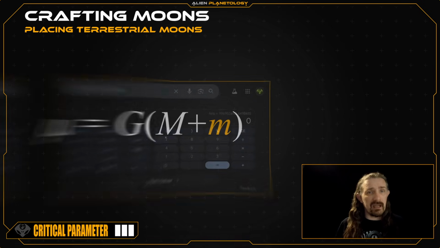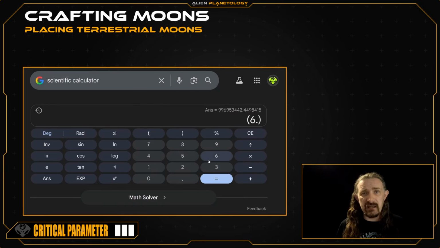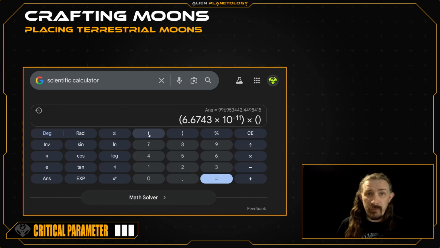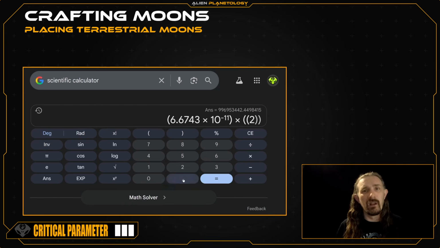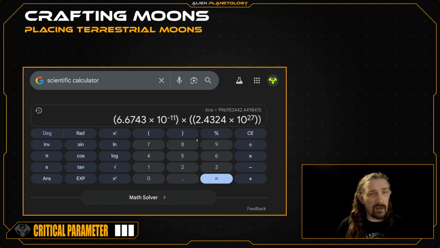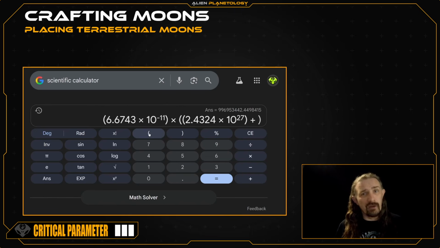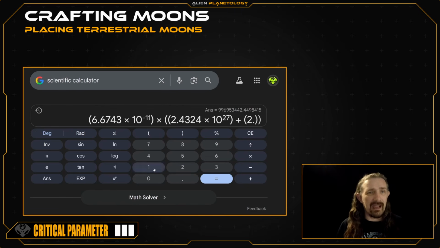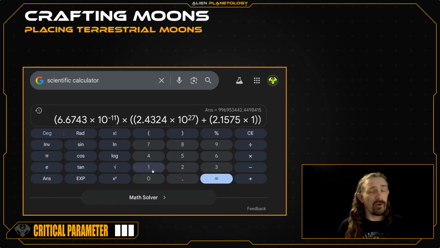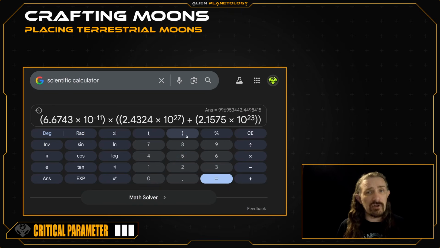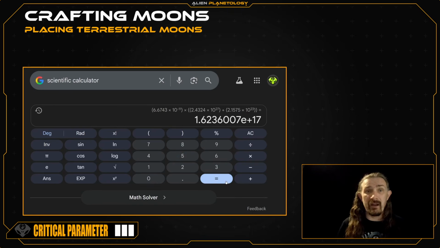On the calculator, we start by opening parentheses and entering 6.6743 times 10 to the power of negative 11. Close the parentheses and multiply. Open two parentheses and enter the mass of your planet. Close one parentheses and add. Open another parentheses and enter the mass of your moon. Then close both parentheses. Your equation should look something like this. Press equals and then write this value down or save it in the calculator's memory.